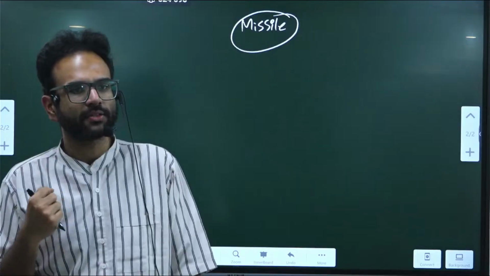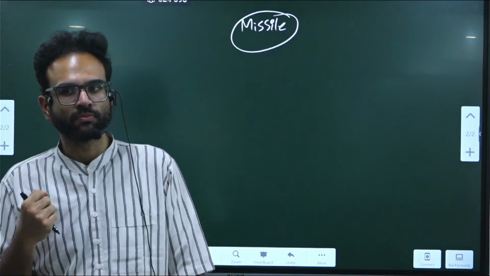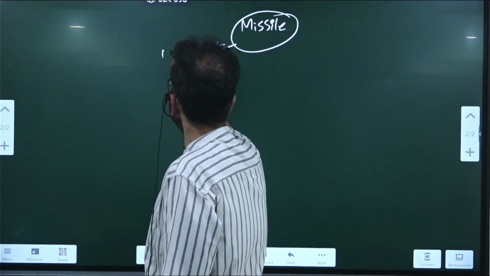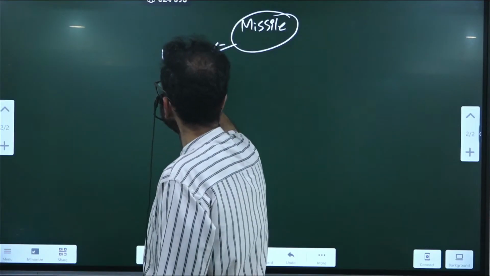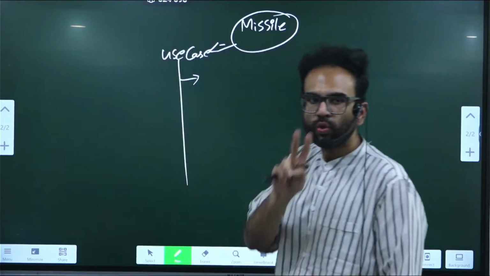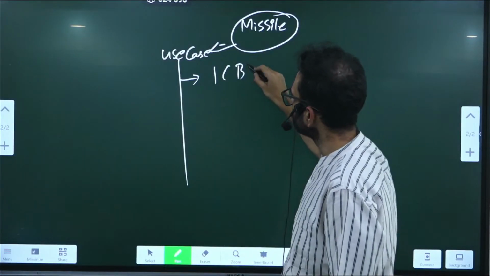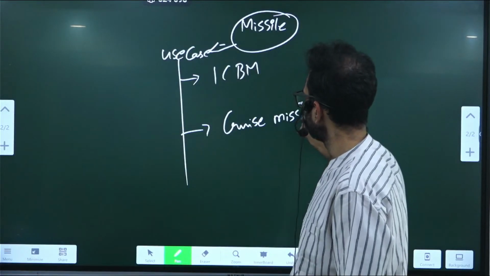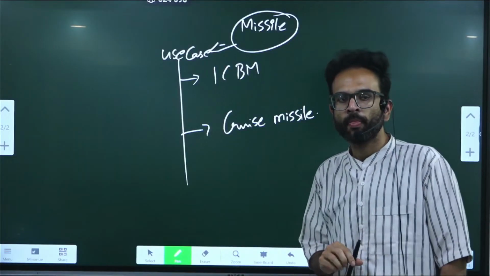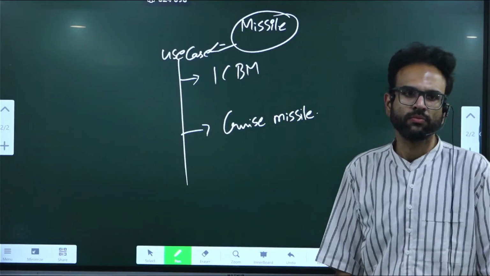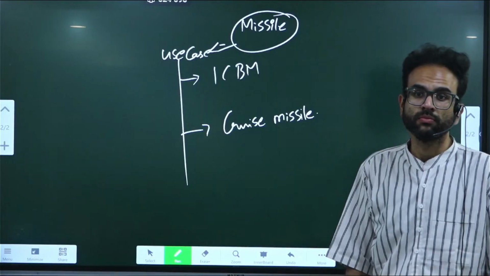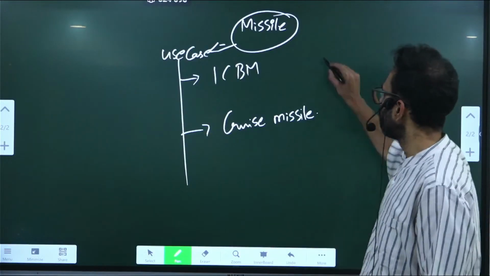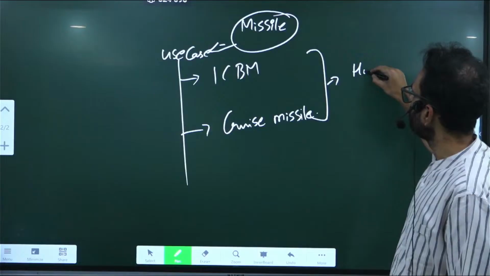Now, there are multiple missile systems, right? Why do we have so many? Based on their use case. Based on their use case, you can divide the missiles into different kinds, such as intercontinental ballistic missile and cruise missile. What is the basis of this classification? Distance, control, maneuver. How much control do you have?